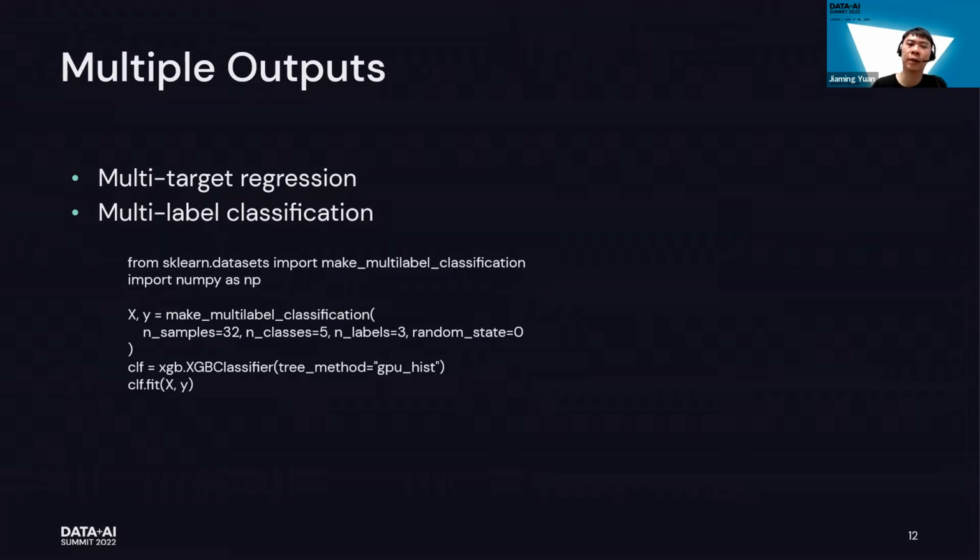On the slide, there is a small example of how to use multi-label classification, and that is the pretty standard scikit-learn interface. So if you have used XGBoost before, there is no code change or no new things that you need to do. You just put your data in and XGBoost will understand that you want a multi-target model.